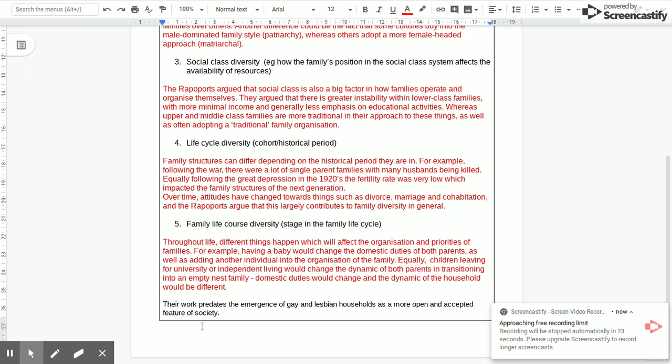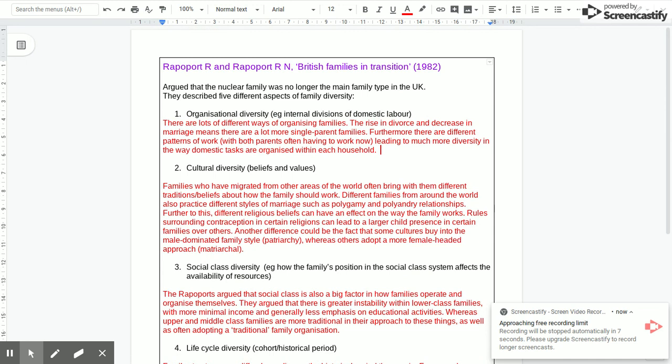Okay, one thing to note about the Rapoports, okay, their work was in the 1980s, so it predates sort of gay and lesbian households, okay, same-sex families and whatnot. That's something that needs to be incorporated, but in essence, that's the 5 forms of family diversity. Okay, so that should hopefully cover everything.